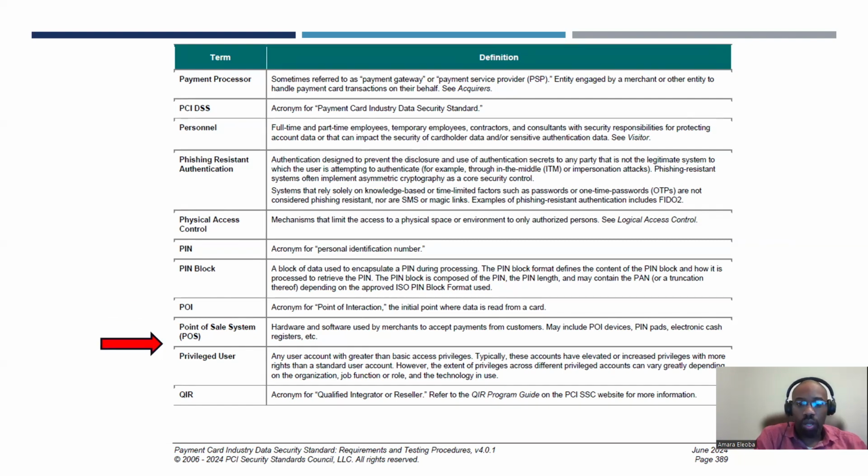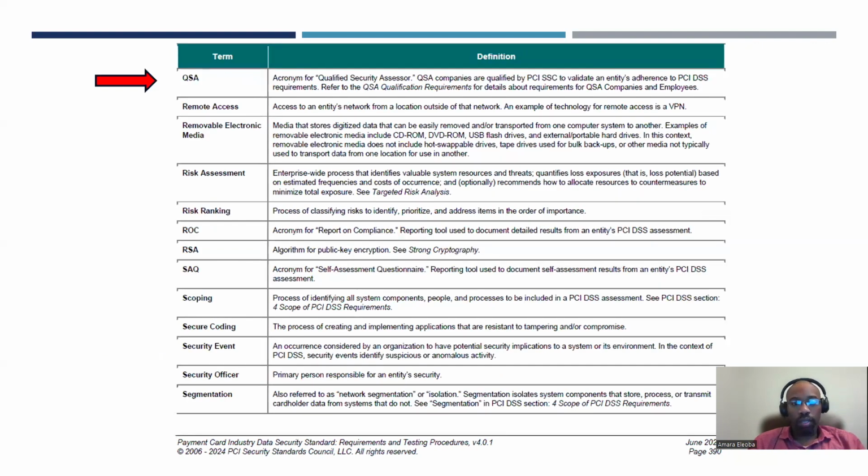A POS system is hardware and software used by merchants to accept payment from customers, and it may include a POI device, or it can include a cash register. QSA is a qualified security assessor, and this is for a level 1 merchant or a level 2 merchant that would like to use a third party to perform an assessment. Okay, we'll discuss all that later.